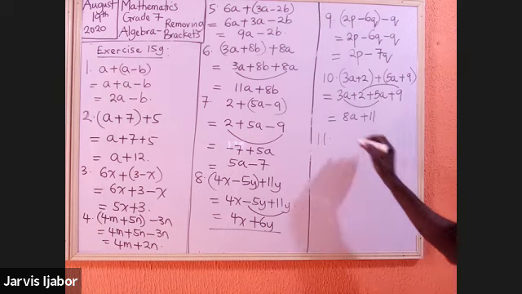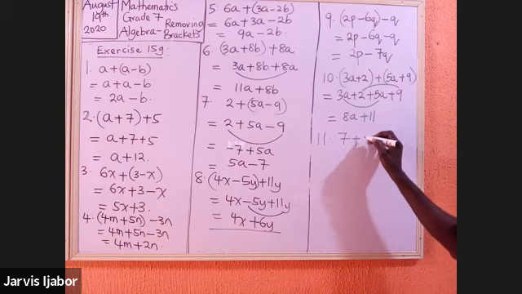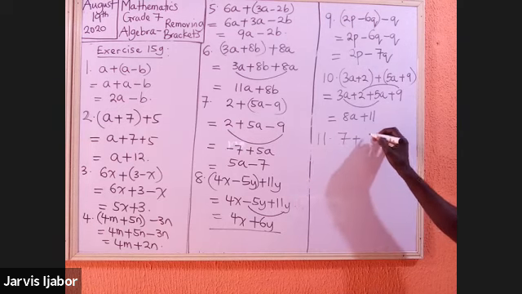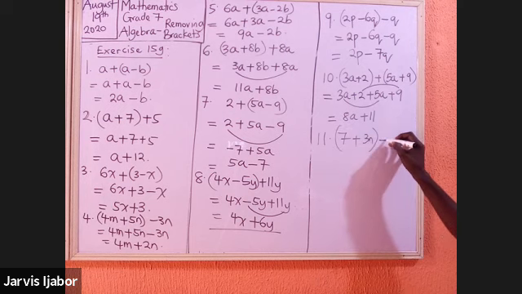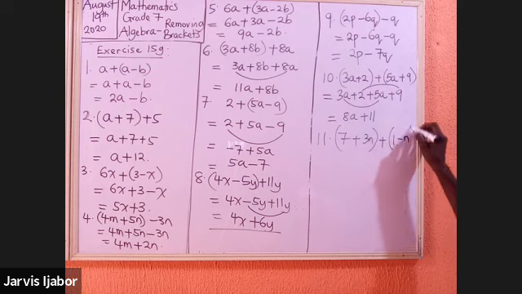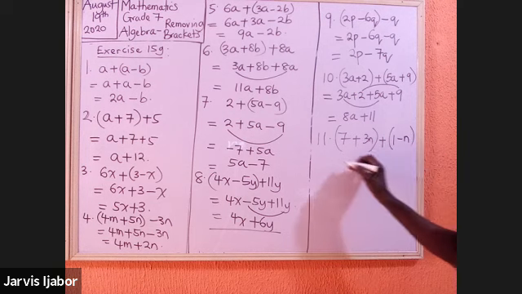We have 7 plus 3n plus 1 minus n. This will be equal to what? 7 plus 3n, removing the brackets, plus 1 minus n. I will add this to this. Then watch the relationship between these three.